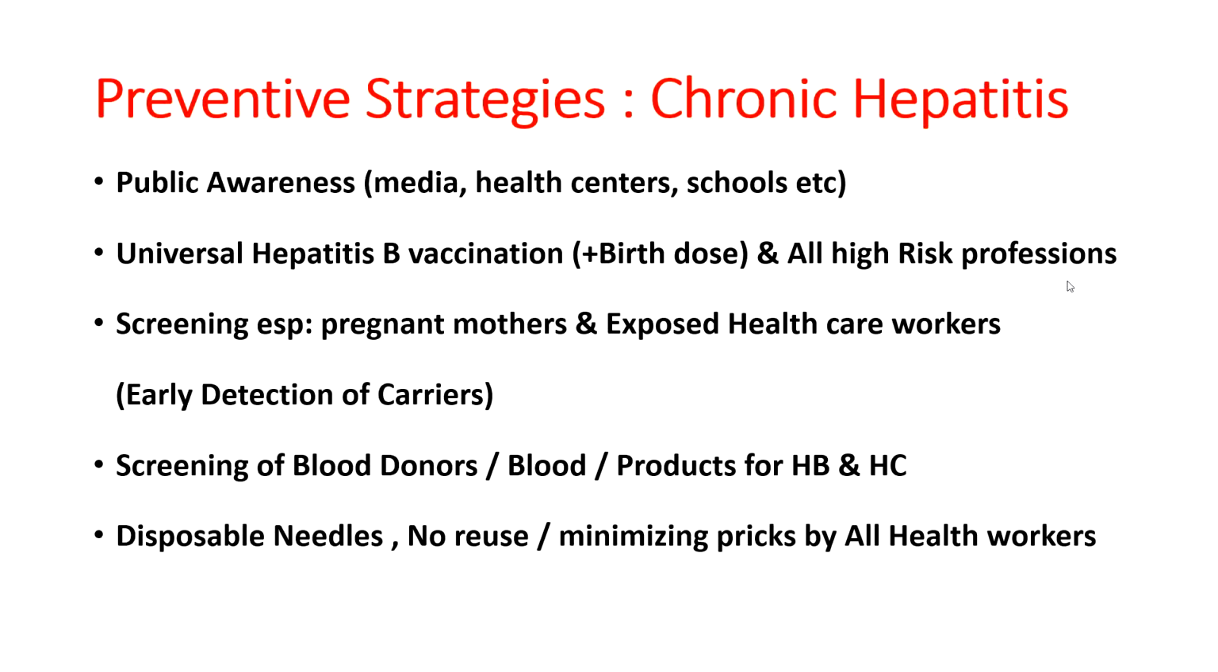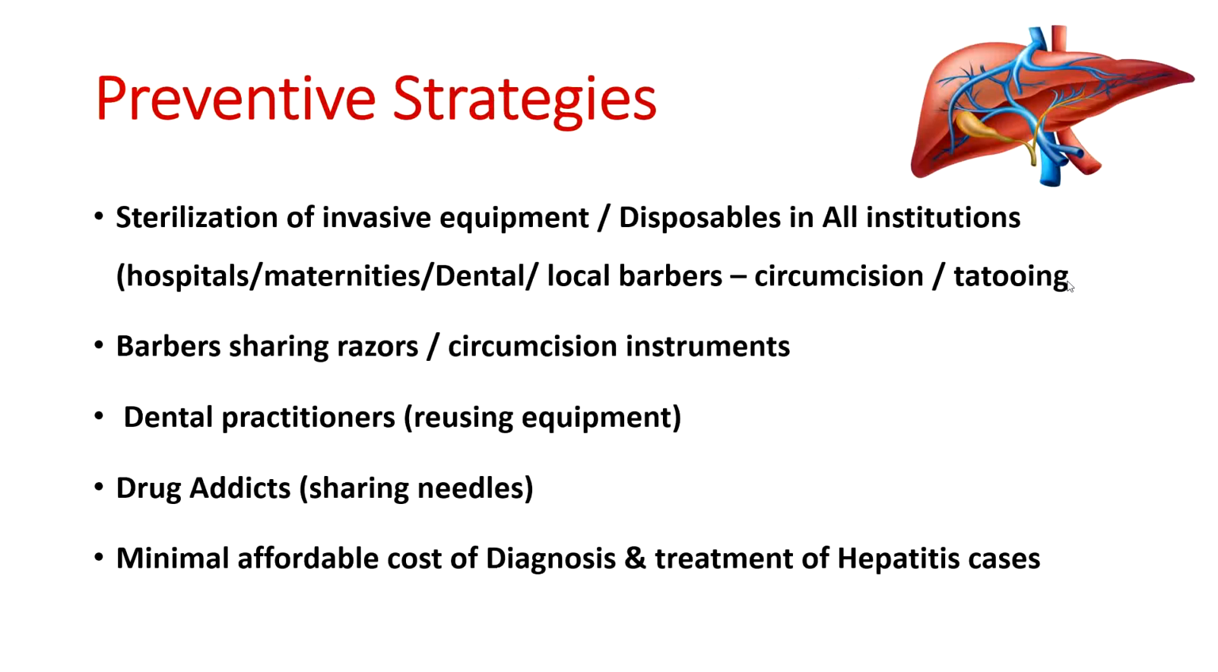We must screen all the blood donors, professional blood donors, non-professional blood donors, and all the blood and blood products for Hep B and C, because we want to check the transmission. We must use disposable needles without any reuse. We should minimize pricks by all health workers. We must promote that all invasive equipment should be completely sterilized by autoclaving, and we should promote use of disposables in all healthcare institutions. Just one-time use, no second time, no reuse.